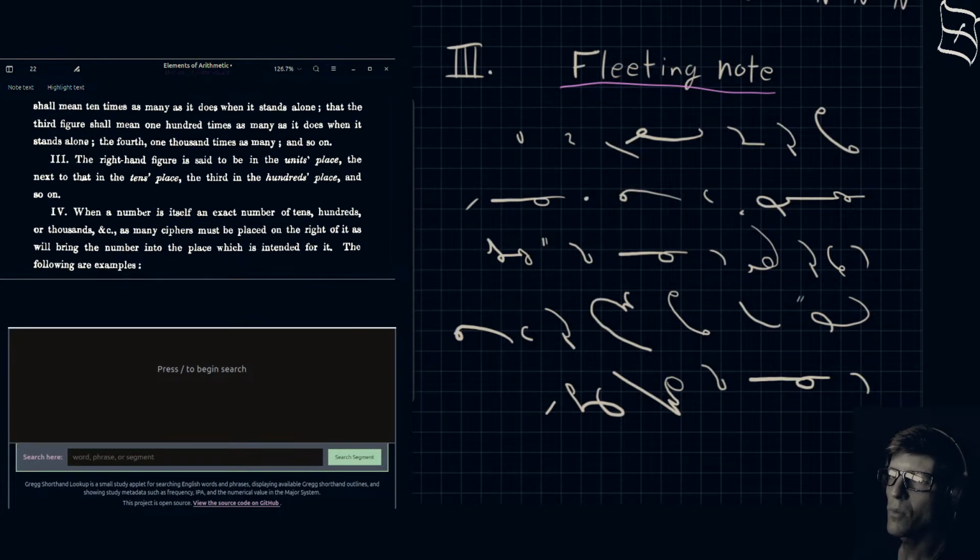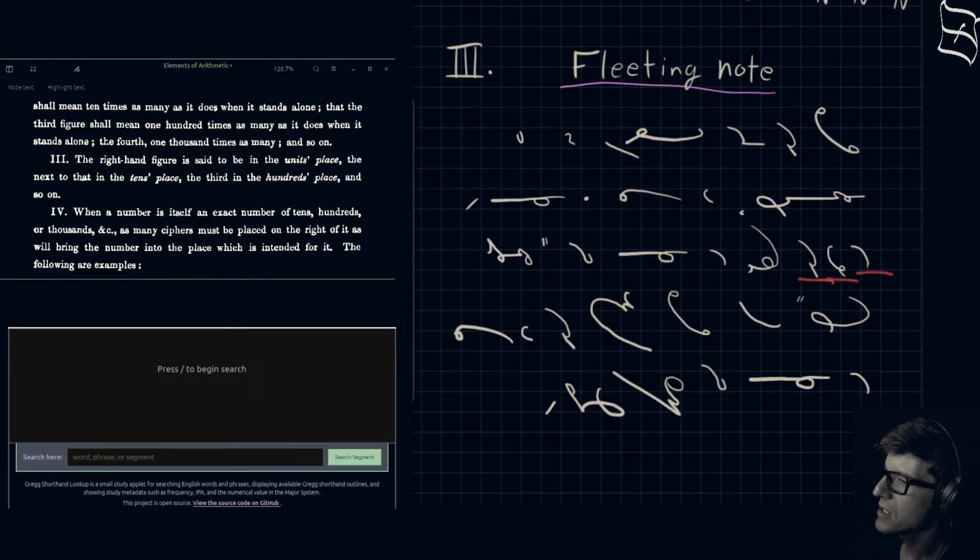Whatever. So anyway, we're looking at paragraph 3, Roman numeral number 3, okay? And it says that the right-hand figure is said to be in the units place, and next to that is the tens place, the third is the hundreds place, and so on. So the big idea that I want to derive from that sentence, the meta idea, is that every position in the linked system of numeration, which is what we're talking about here, is given a name. That's the key. Every one of them bears a name.